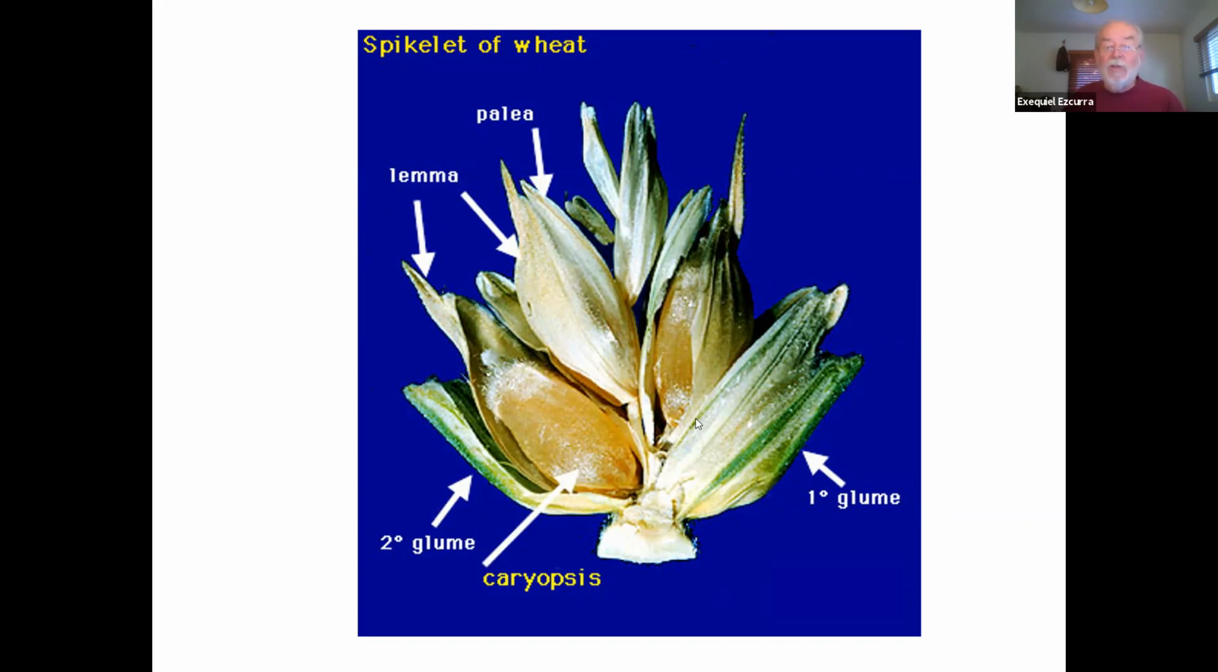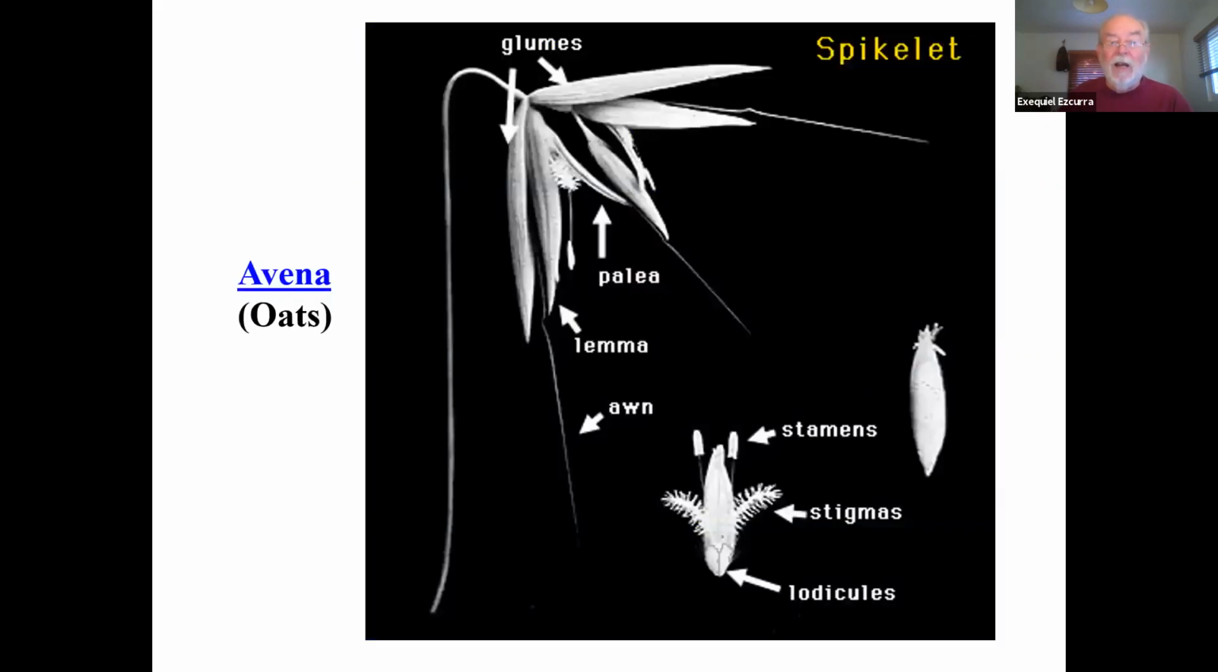The palea is always weaker and thinner. The lemma very often has these structures called awns that come out, like little spines coming out. Awns serve a number of purposes, but more than anything, they can get attached to the fur of animals and disperse the seed by attaching themselves to the fur of animals.